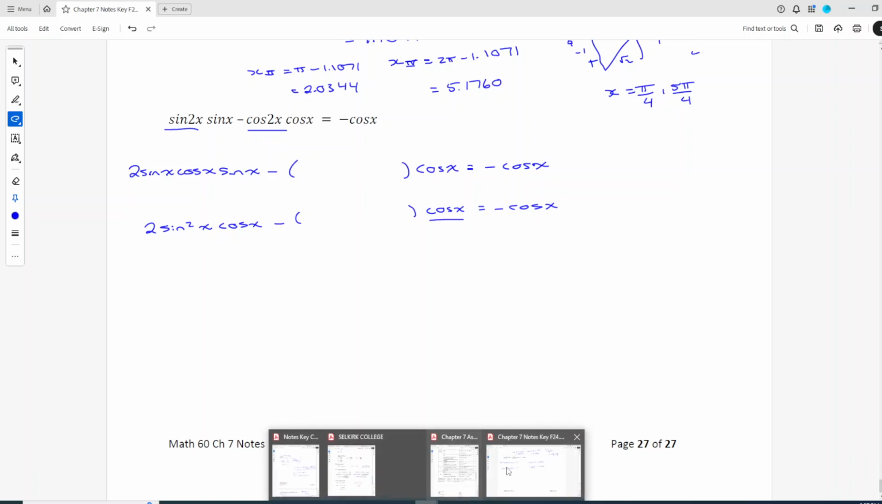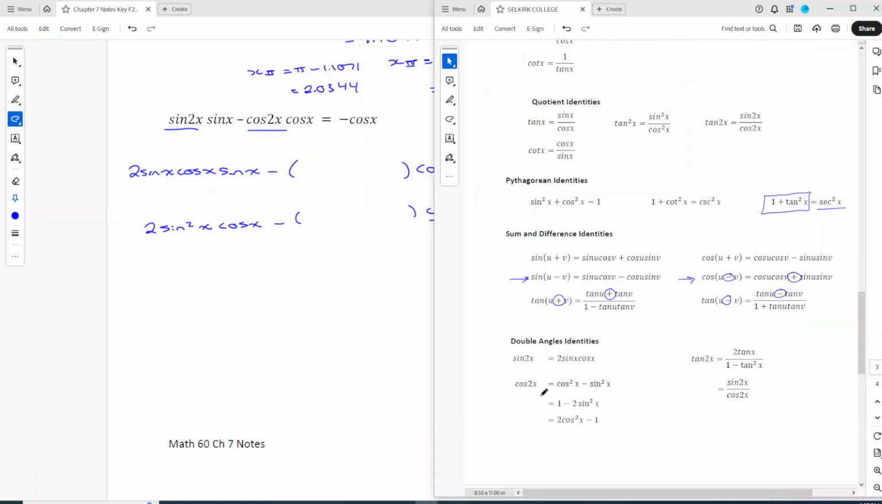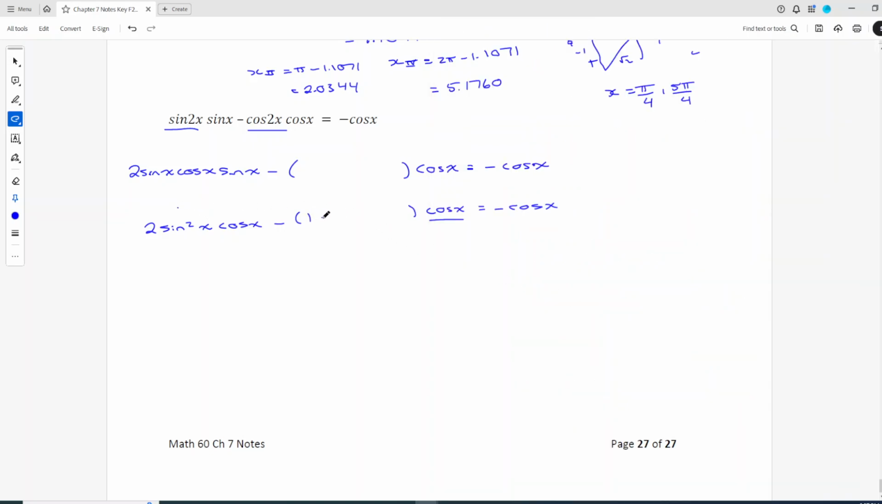So let's go to our formula sheet. Okay, we're looking at our cos double angle identities. We can choose from cos squared x minus sine squared x, 1 minus 2 sine squared x, and 2 cos squared x minus 1. So I'm going to choose the 1 minus 2 sine squared x. So we're going to put 1 minus 2 sine squared x, and let's just see what happens. So if I multiply that through, I get 2 sine squared x cos x. I'm distributing the minus 1, so I've got minus 1 plus 2.